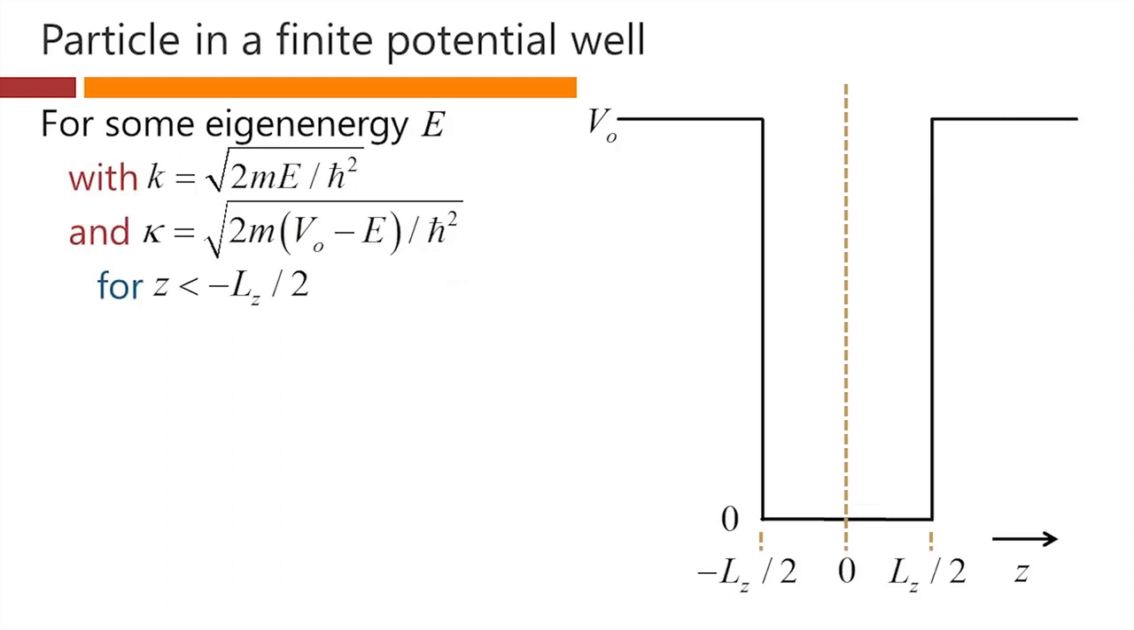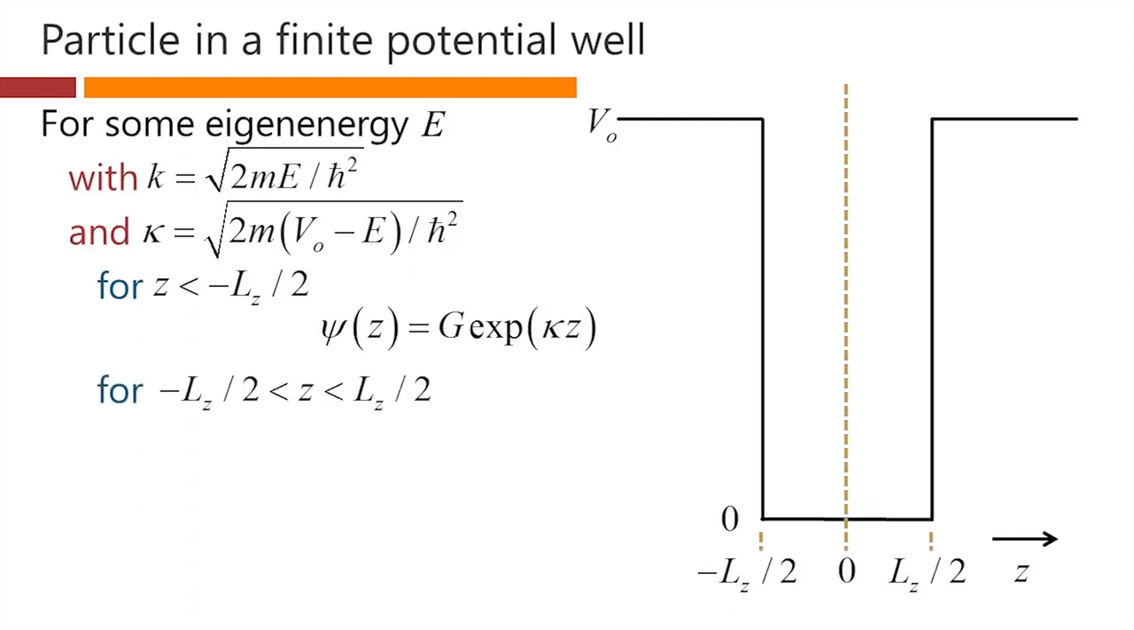So for z less than minus Lz over 2, that's over here, we would be saying the solution is a decaying exponential. Now, because we're heading off in negative directions, we've got a positive written exponent here, but this is going to decay as we move to larger negative z, with some unknown coefficient g out front. And in the middle, between minus Lz over 2 and Lz over 2, we're going to have some sort of sinusoidal or cosinusoidal solution. We've still got to figure that out, with two unknown coefficients, a in front of the sine part and b in front of the cosine part.